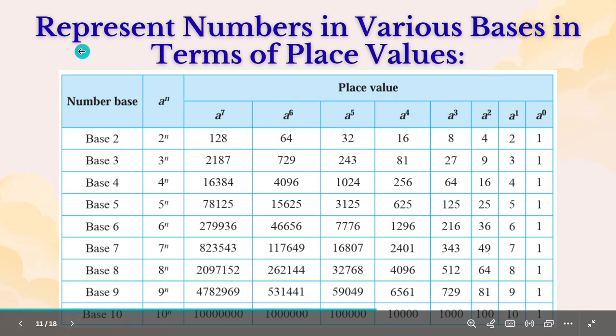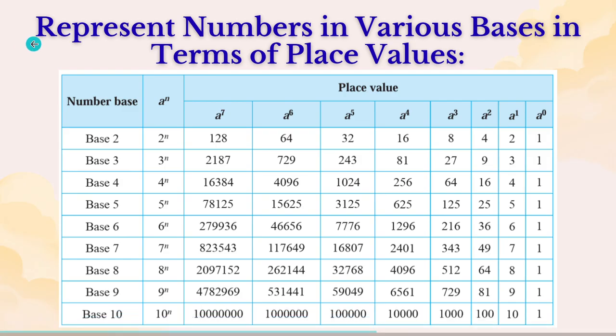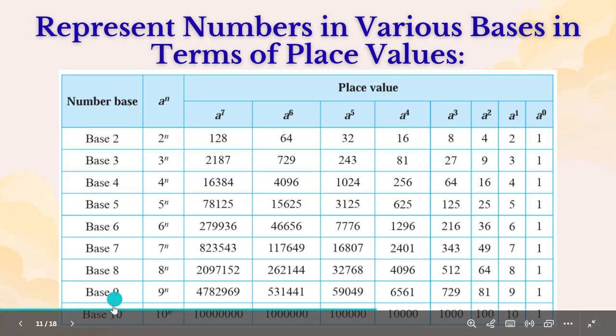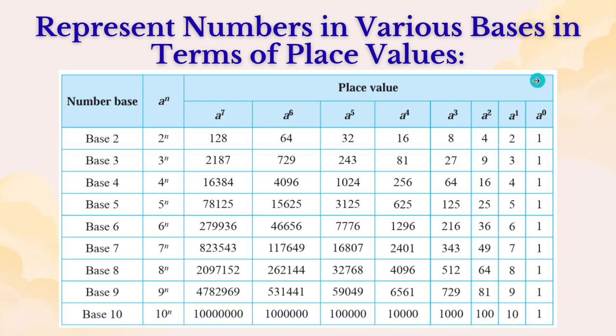Okay, next we have the next subtopic: represent the numbers in bases in terms of place values. Just now was in terms of numerals, so now we learn about place values. In our base 10 system, we already know that ones, tens, hundreds, thousands are the place values actually. But how about the place values in the number bases?